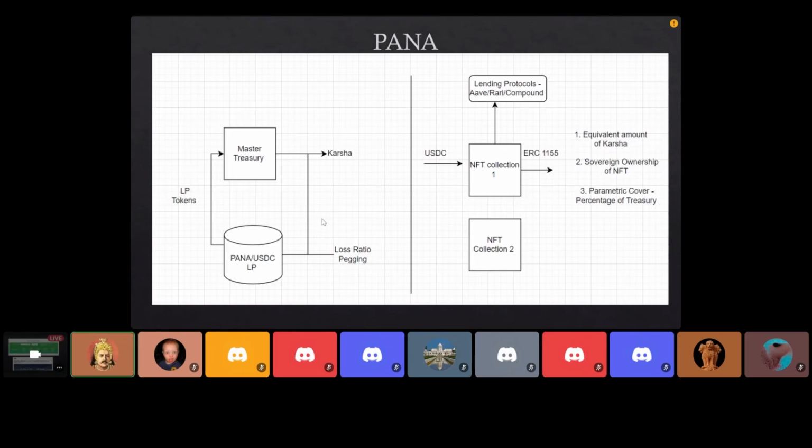As we have planned our second phase launch on September 19th, our master treasury contract will be deployed on that particular day. What exactly is happening over here is you'll be able to get LP tokens from the Pana USDC LP that is already live there, and you'll use the LP tokens to bond with the master treasury, and you'll get in turn Karsha. Karsha is the rebasing coin that keeps accruing value over time. So this is the primary bonding phenomenon that is happening in the master treasury.